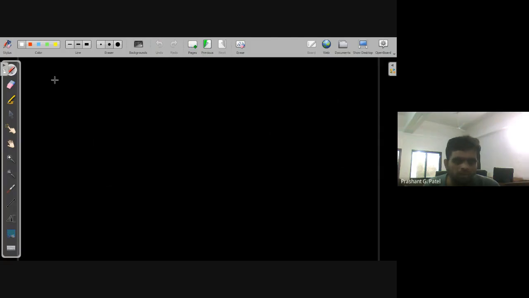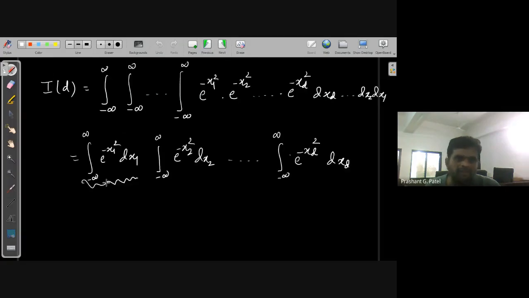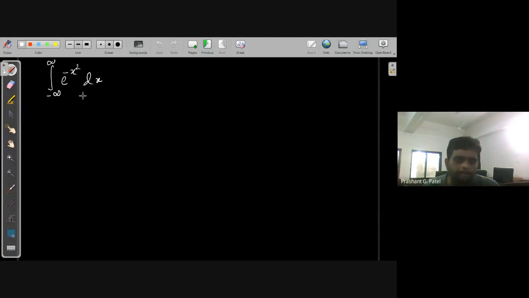So now the question is to evaluate this integral: the integral from minus infinity to infinity of e to the power minus x square dx. This is our objective, because each and every component of this one involves this quantity. The ultimate goal is to achieve this one, and my objective is to prove that this is the square root of pi. This is my claim. This integral is the square root of pi.